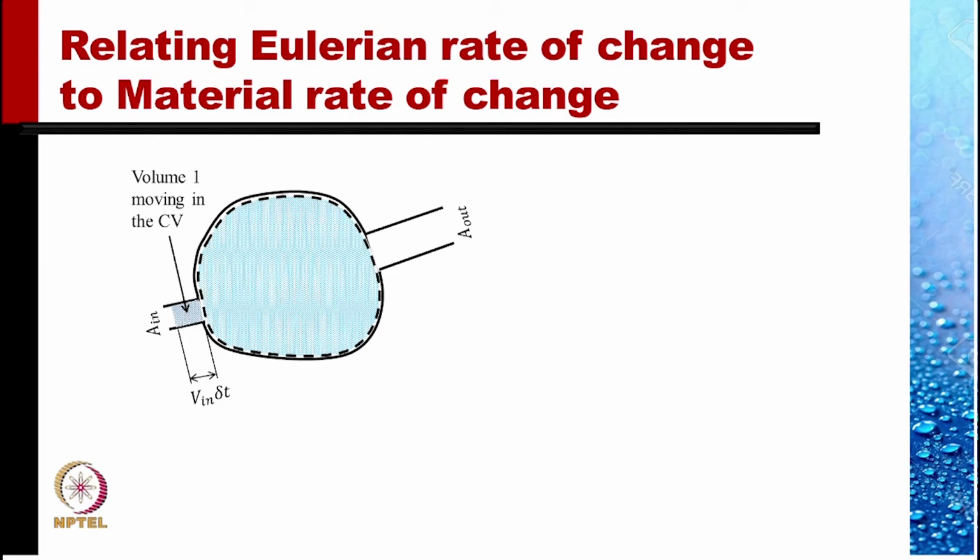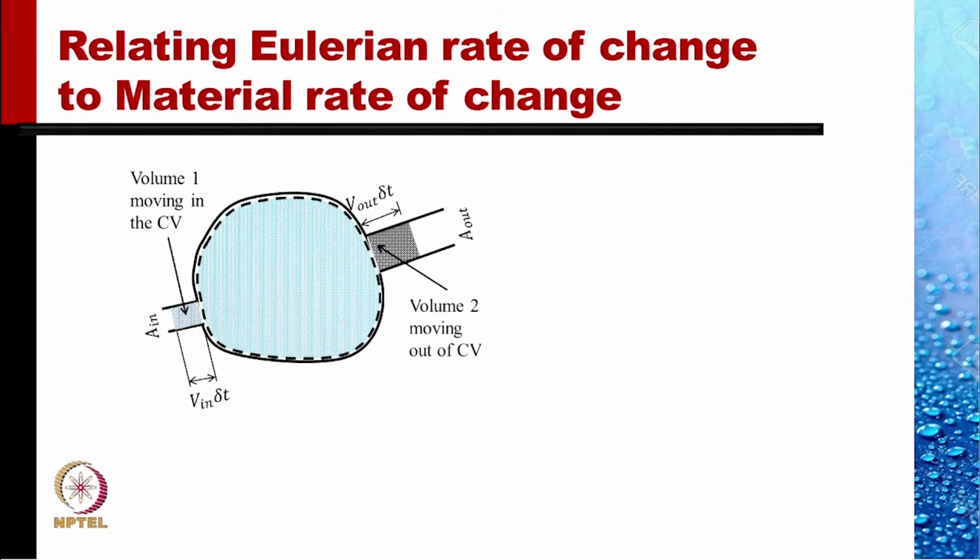Similarly, a quantity would move out at the outlet in association with the fluid that moves out of the control volume. The volume moving out of the control volume would be V out delta T times the area at the outlet, and the property that moves out with this would be rho times eta times V at the outlet times A out times delta T.